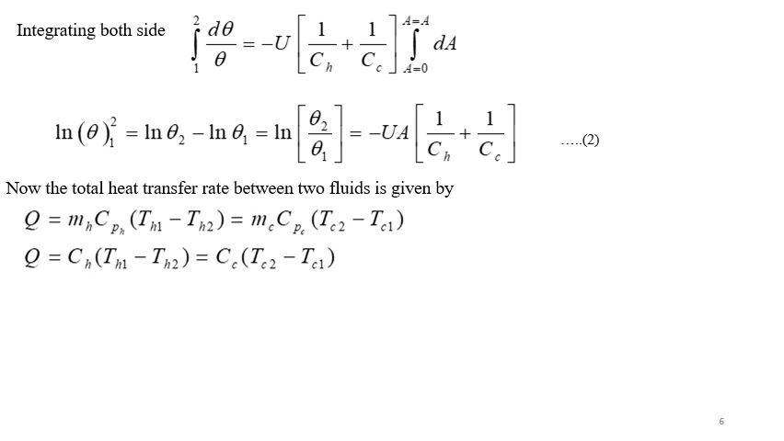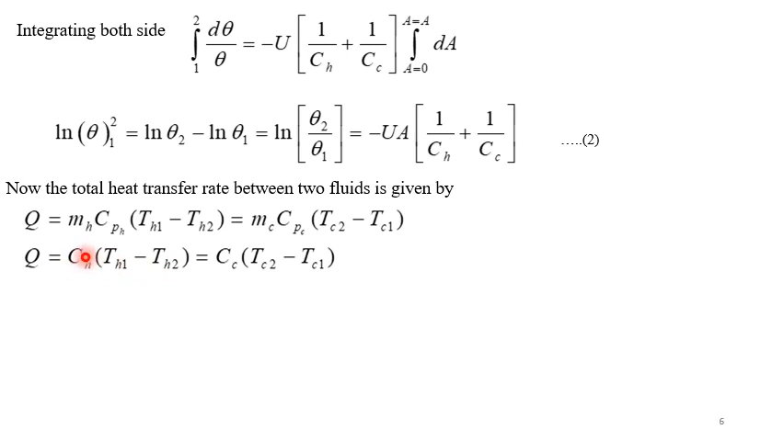Similarly, that same Q is equal to mc into cpc into Tc2 minus Tc1, where m is the mass flow rate of the cold fluid in kg per second, cp is the specific heat of the cold fluid in joule per kg kelvin, Tc2 is the outlet temperature of the cold fluid, and Tc1 is the inlet temperature of the cold fluid. So mh cph is nothing but the heat capacity rate Ch, and similarly mc cpc is the heat capacity rate Cc. So Q is equal to Ch into Th1 minus Th2.